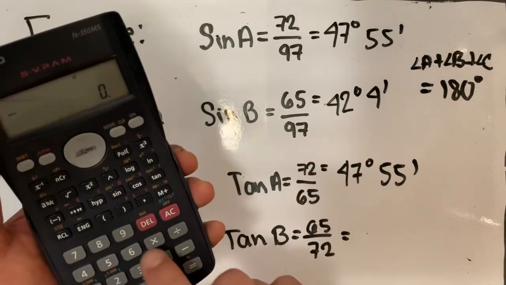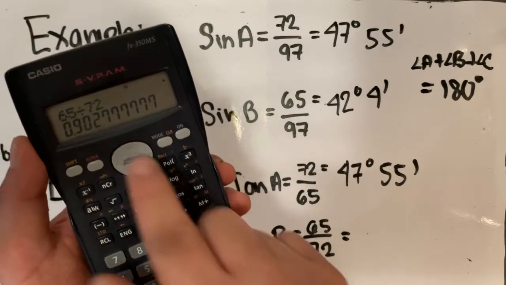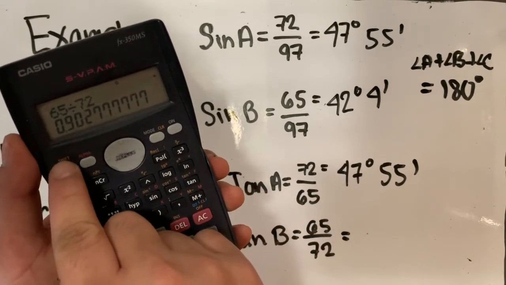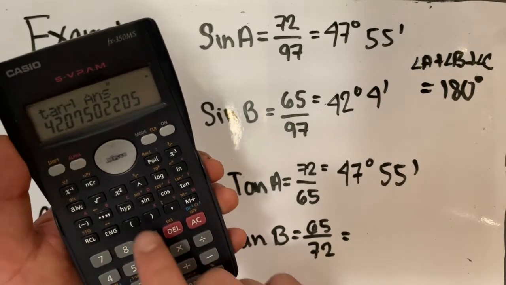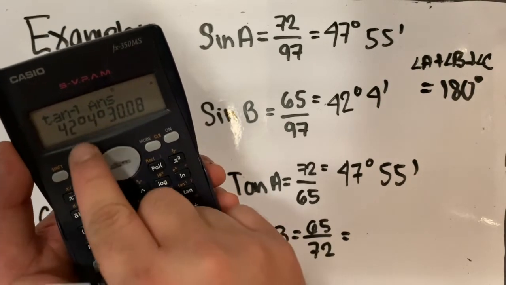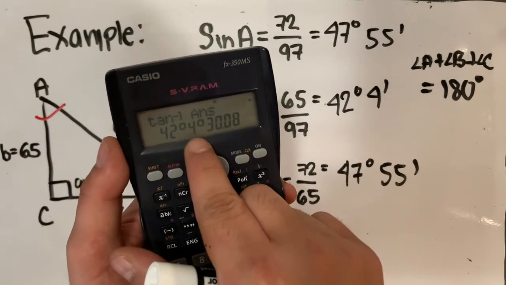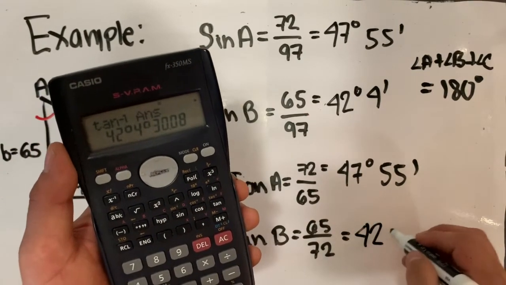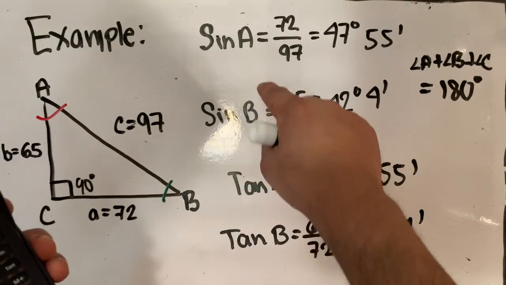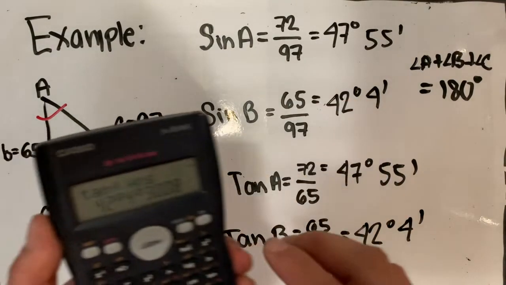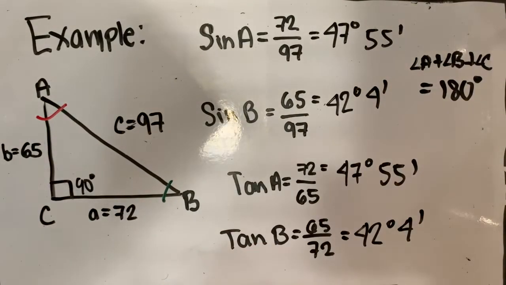So I'm going to press in the calculator 75 over 72 is equal. With this result, I'm going to press the shift button, and then tangent, and then equals, and finally degrees, and it's the same result that I got with the sine: 42 degrees, 4 minutes. 42 degrees and 4 minutes. Okay, I didn't do the cosine, but you can do it at home to check that the answer is correct.